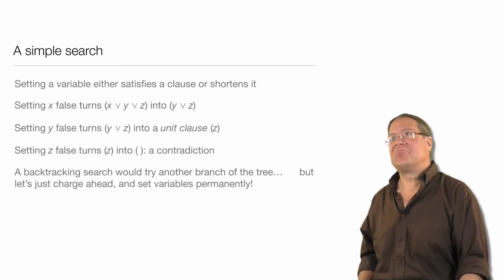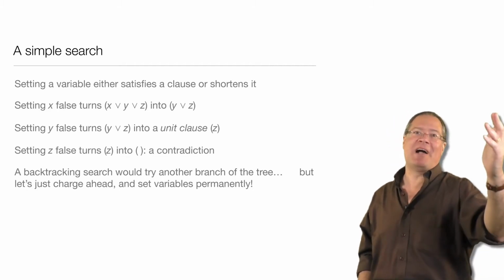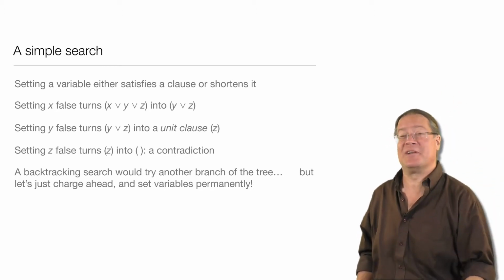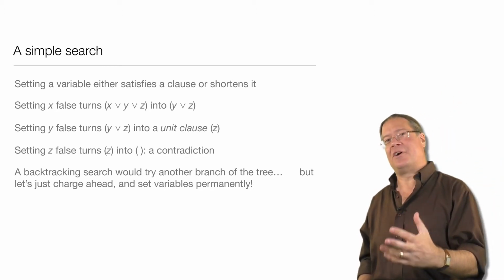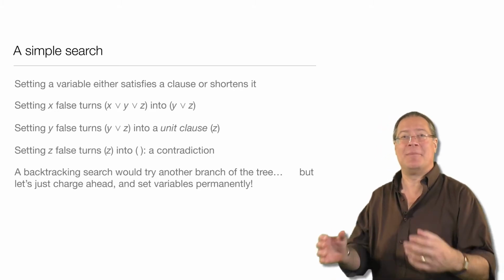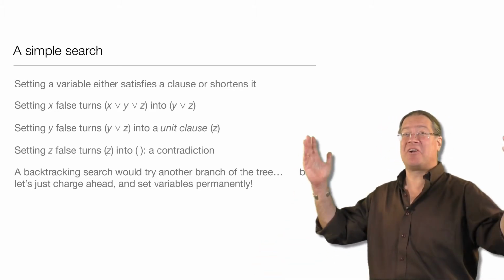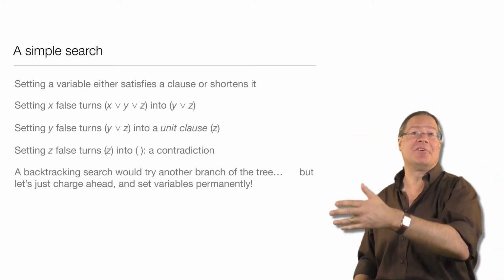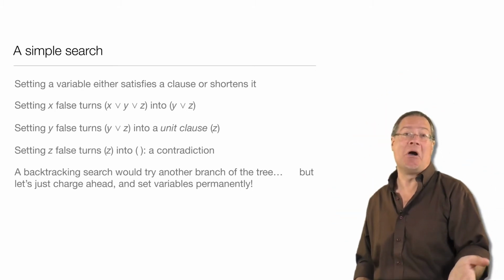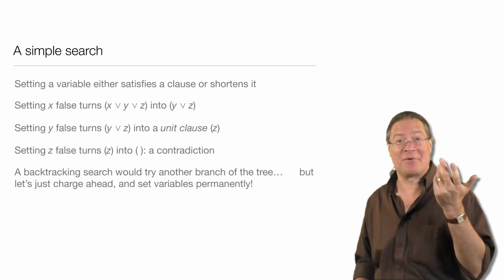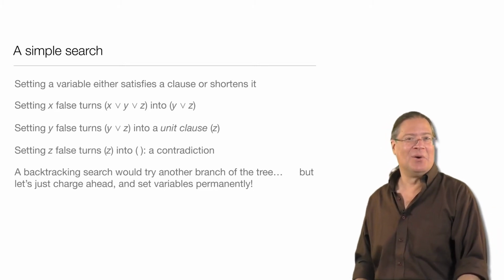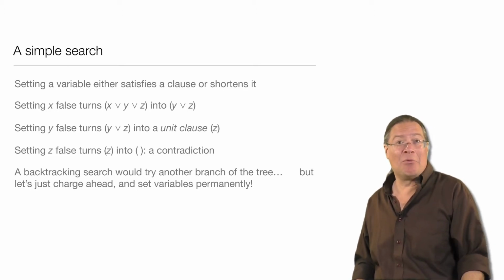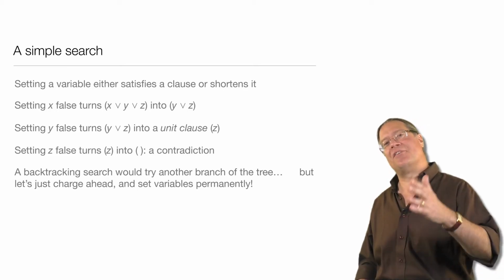Okay, but let's analyze an algorithm which doesn't backtrack at all. It just charges ahead. It sets variables permanently. And if it reaches a contradiction where some clause has just become empty, it says, oh well, sorry, I failed. Maybe next time if I follow a different random branch. This is the kind of algorithm which we're going to analyze. Well, it's not very smart, but maybe it will work some of the time as long as the density is low enough.